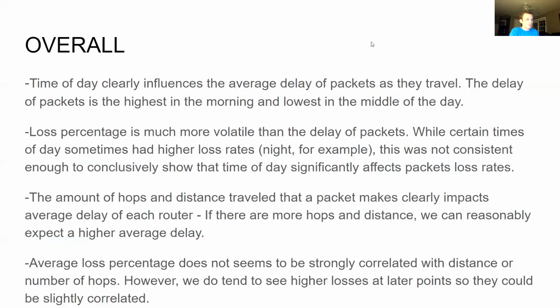And then we have the number of hops and distance traveled. The amount of distance and hops that a packet travels clearly makes an impact on the average delay of each router. If there are more hops and distance, we can reasonably expect higher average delay. This was those linear graphs that were the first one in each experiment. And then the average loss percentage does not seem to be strongly correlated with distance or number of hops. However, we do tend to see higher losses at later points in the trace. So they could be slightly correlated, but it is not strong in any way like it was with the average delay to number of hops.